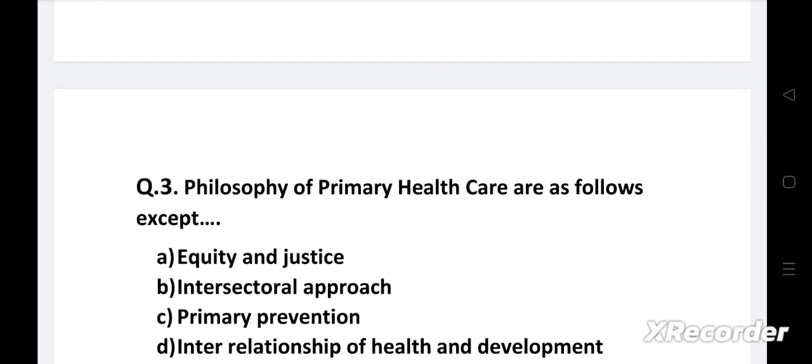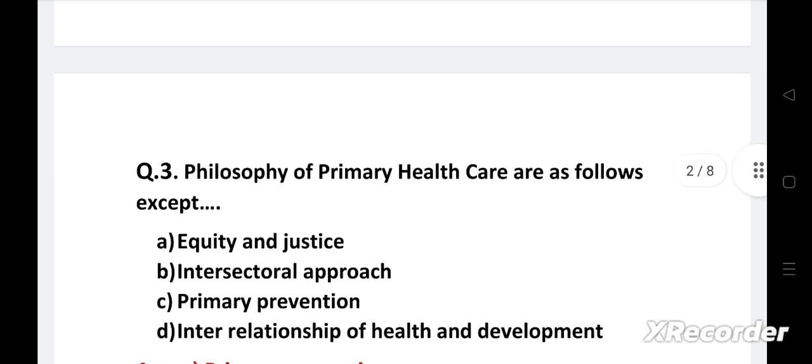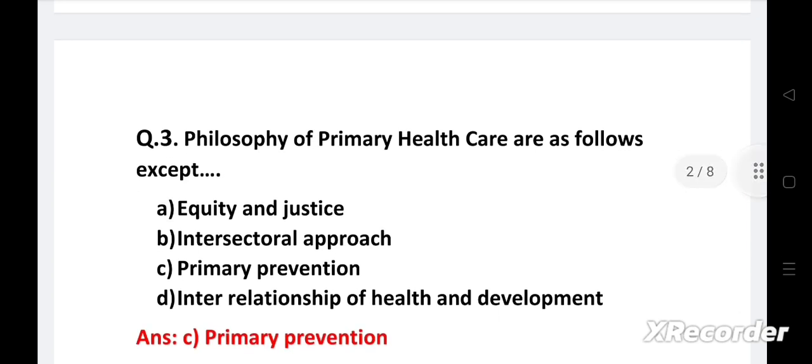Philosophy of primary health care is as follows except option A, equity and justice. B, intersectoral approach. C, primary prevention. D, interrelationship of health and development. Right answer is option C, primary prevention. Philosophy of primary health care is mainly based on values of equity, social justice, solidarity, intersectoral approach, and interrelationship of health and development.